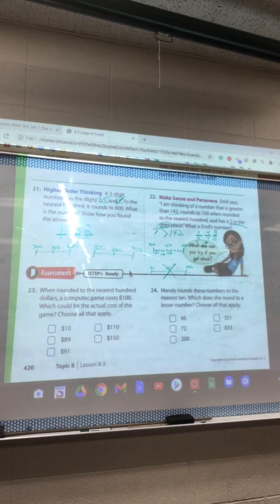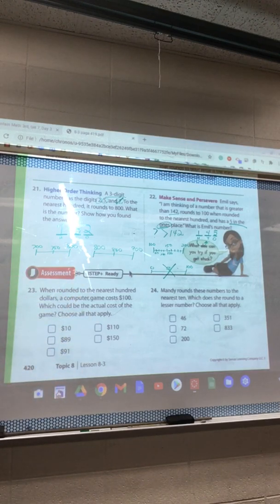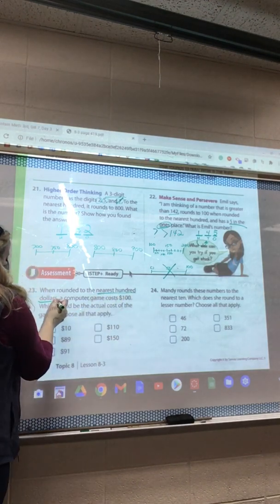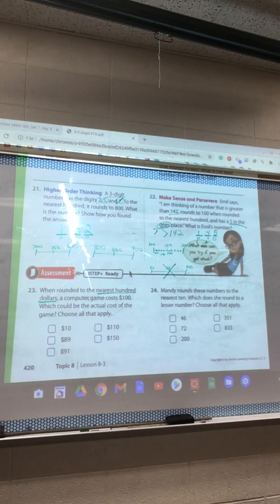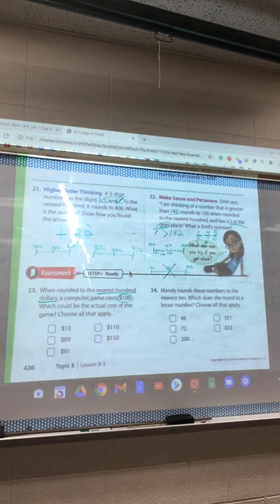Okay, let's see. We're rounding to the nearest 100. We're just going to do 23, okay? We did 10s yesterday. That way we can get started on our subs. It says, when rounded to the nearest $100, a computer game costs $100. Which could be the actual cost of the game? Choose all that apply. 110.